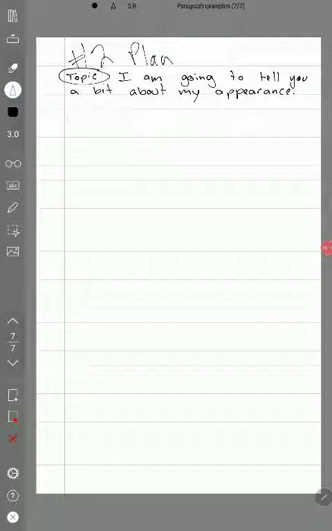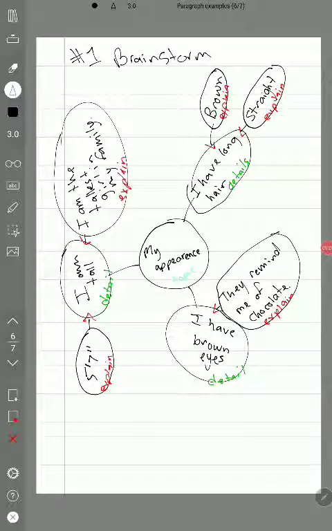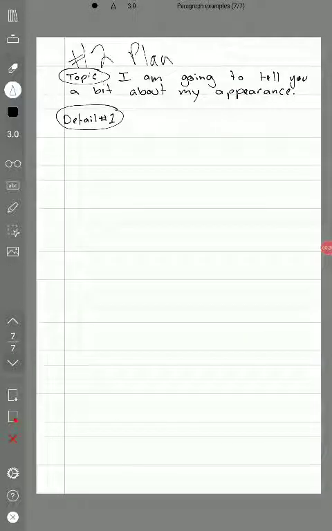So after my topic, I need my first detail, number 1. And I get to pick which detail I want to use. So I can talk about my hair first, I can talk about my brown eyes first, or that I'm tall. I think I'll start with I'm tall because I think most people notice that about me first. So I'm going to say, I am tall, period. Then I need to go back and I need to explain that detail.